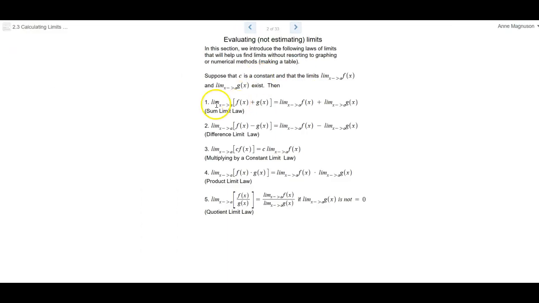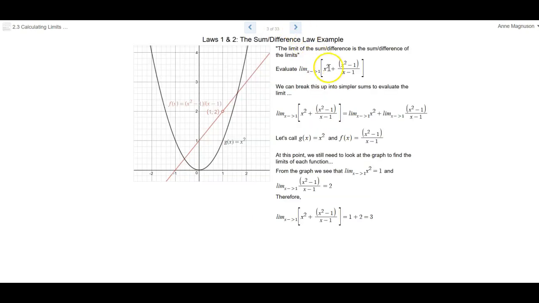First law is telling us that if we have the limit of the sum of two functions, we can find that by finding the limit of each function and adding them. And the same goes with subtraction. So let's look at this function. Here's an example. Another way to word this law is the limit of the sum is the sum of the limits, or vice versa. It applies with difference too.